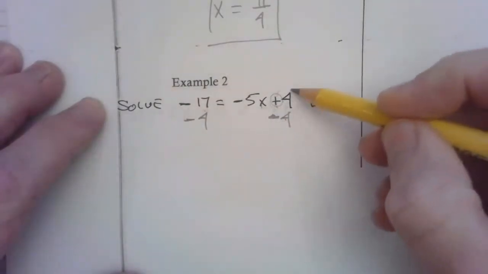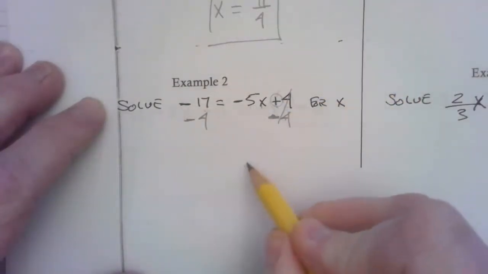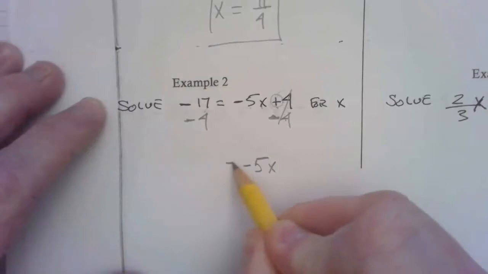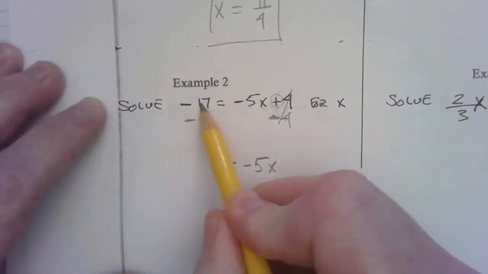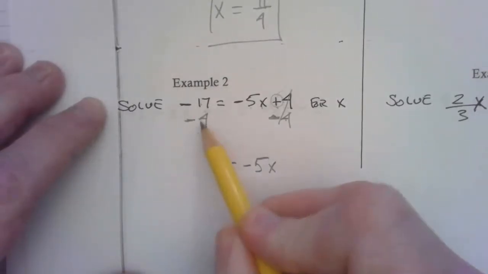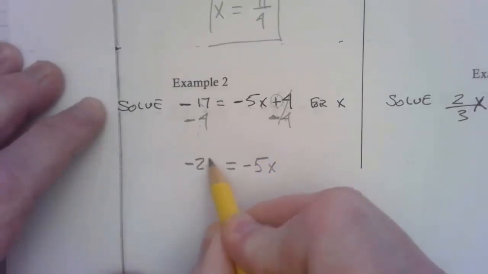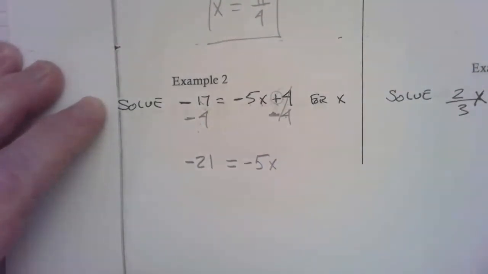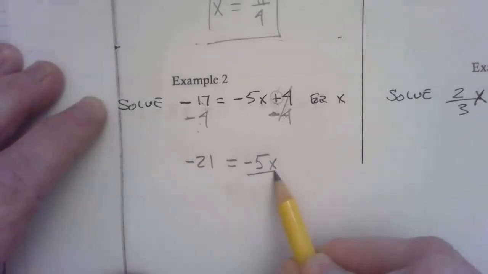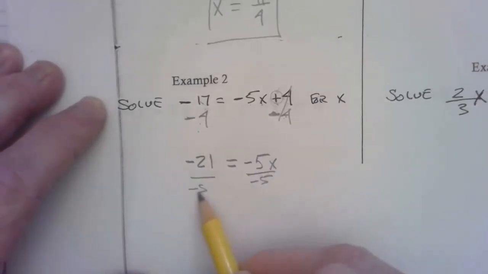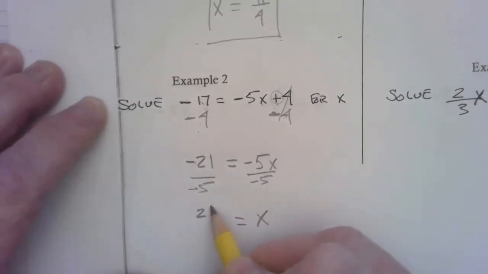So a positive and a negative 4, they're going to make 0. They're gone. I still have negative 5x equals, over here I got a negative 17 and a negative 4. Or I'm at negative 17 and I got to go down 4. Either way, it's negative 21. Now, what number is next to x? They're multiplying by negative 5, so I'm going to divide by negative 5. Over here, I just got x. Over here, negative divided by negative is going to be a positive, just 21/5.